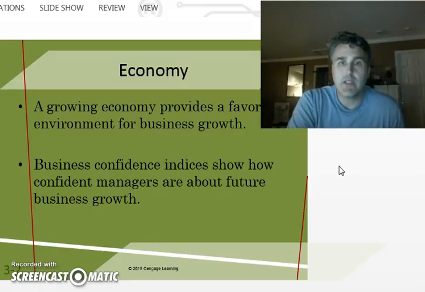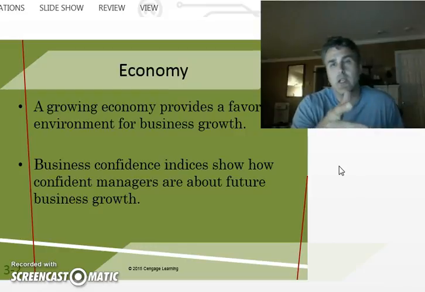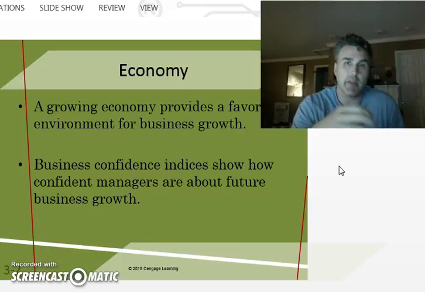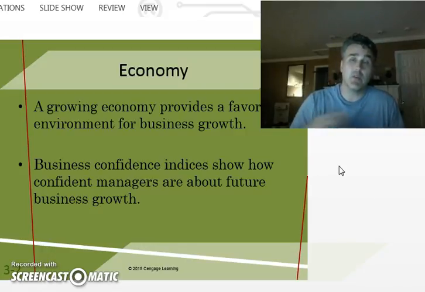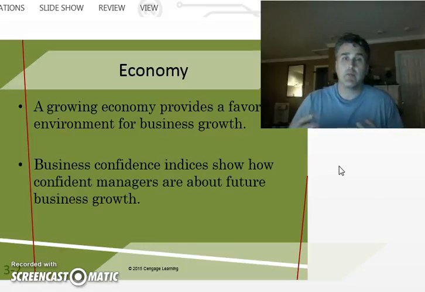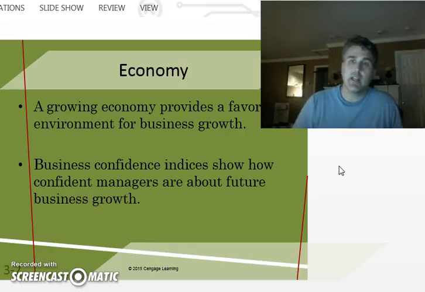Okay, business confidence indexes show how confident managers are about future business growth. Those indices are looking at manufacturing levels, buying raw materials for manufacturing. When managers and companies feel good about the economy, they'll actually hire more people, buy more supplies, and prep to improve production, increase production. So these are some of the things that we look at to determine how well the economy is doing. Now, if you take an econ class, you'll get more into what that is all about.